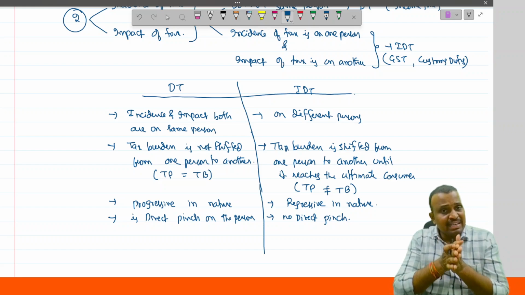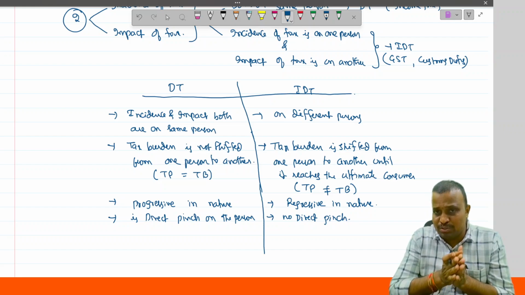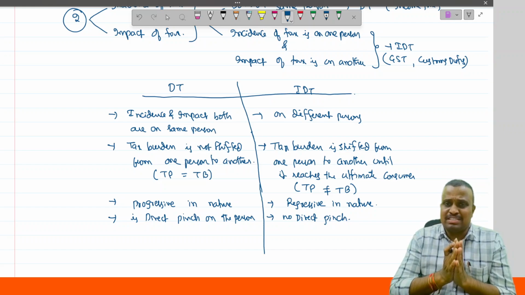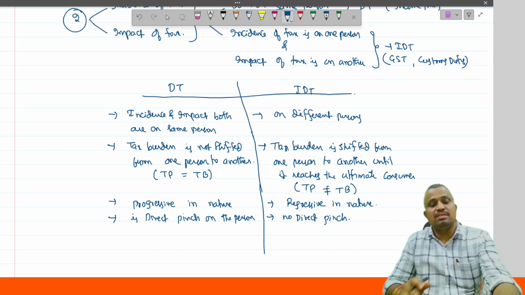And that's why indirect tax is the major source of revenue to the government when compared with the direct tax. On an average, 60% of the revenue is collected only from the indirect taxes by the government.